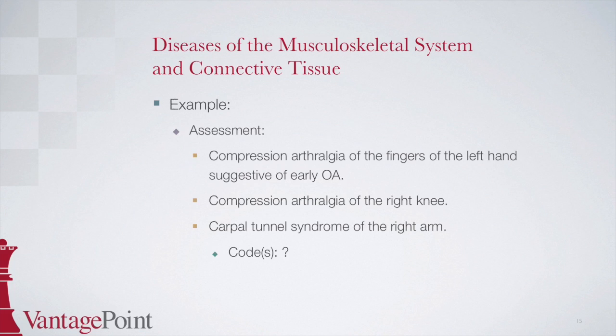This next outpatient example was taken from a real note. The assessment states, compression arthralgia of the fingers of the left hand, suggestive of early osteoarthritis. Compression arthralgia of the right knee. Carpal tunnel syndrome of the right arm. How would you code this? Please pause the webinar to complete this example and then hit play to continue and learn the answer.